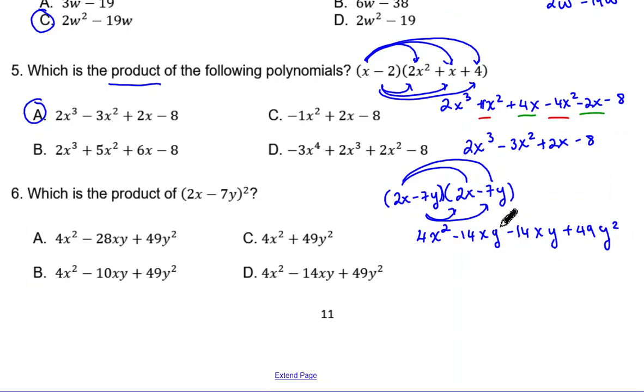And then I'll go ahead and put the like terms together because both of them have xy. So then I'll just bring in the 4x squared. Negative 14 plus negative 14 is negative 28xy. And then bring down that last term. And that's that.